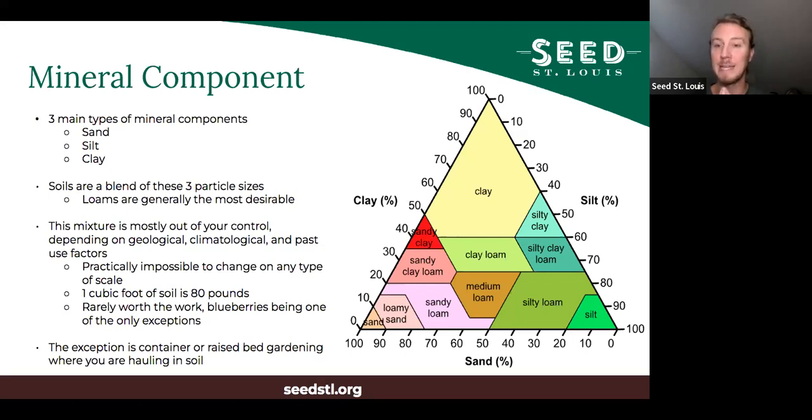So that mineral part is the non-living things. It is the rock material that makes up your soil, because ultimately sand, silts, and clays are just small bits of rock in the grand scheme of things. So this mixture is mostly out of your control. What that mixture is tends to be a result of the geological past of your garden, your orchard, your location, the climatological features that you're dealing with.